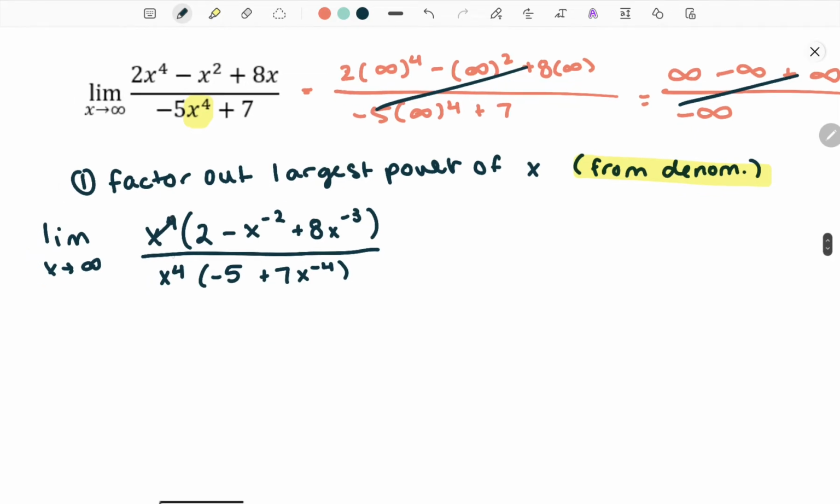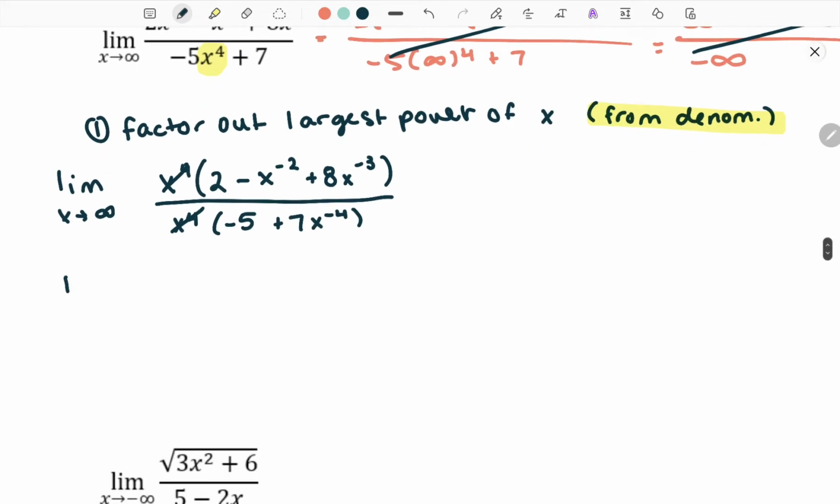So this is great. I have some common factors. I can cancel those out. I now don't have to worry about that. And what am I left with? Well, I'm left with 2 minus 1 over x squared, if I rewrite that negative power as a denominator, plus 8 over x cubed.